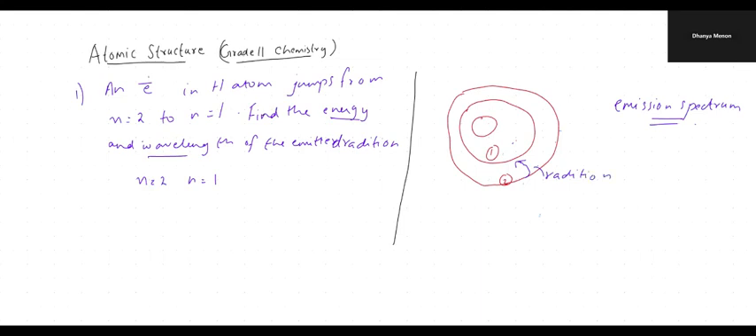So we just said the energy will be equal to the difference in the energy levels, E2 minus E1, right? Now, E2 means the energy level of n2 minus the energy level of n1.